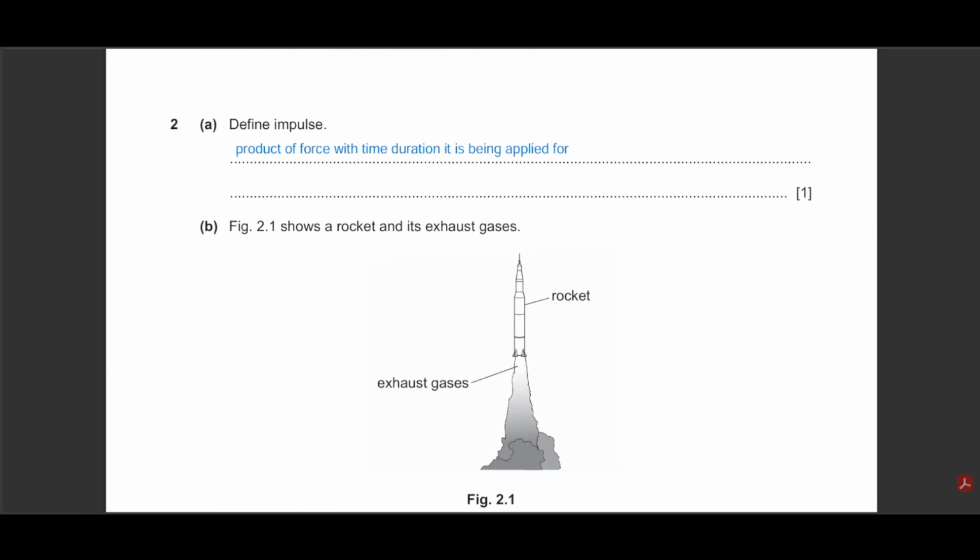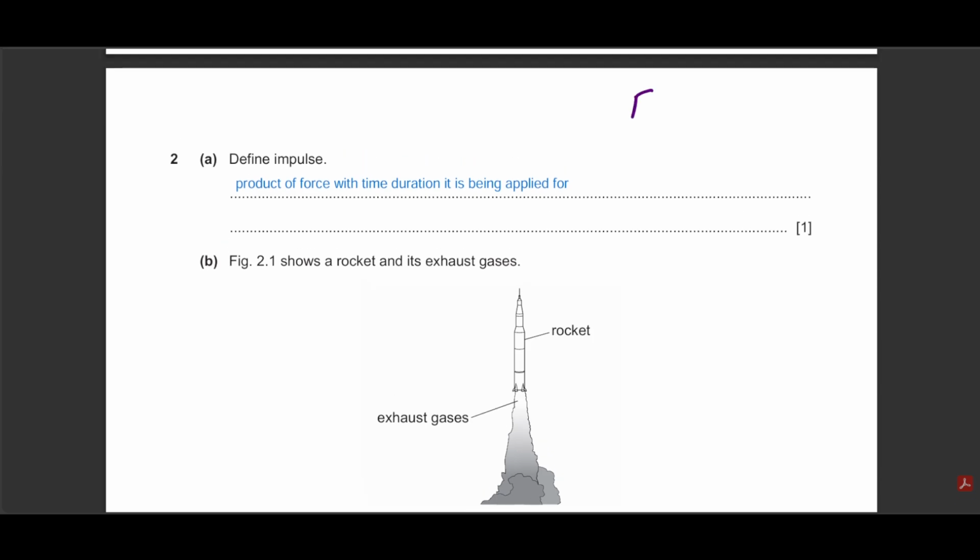Question number 2, define impulse. It's the product of force with the time duration it is being applied for. This comes from the idea that force is equal to delta P, or change in momentum, divided by time. If you bring time over, this becomes F multiplied by change in time equals delta P. This whole multiplication, force with time, is what we call impulse in physics. That is why it is necessary to mention it is a product of force and the time for which it was being applied.